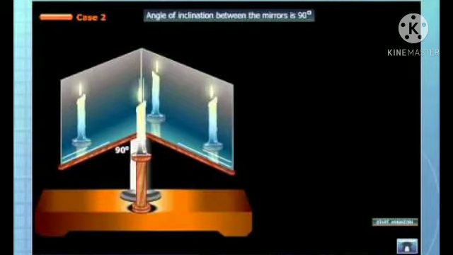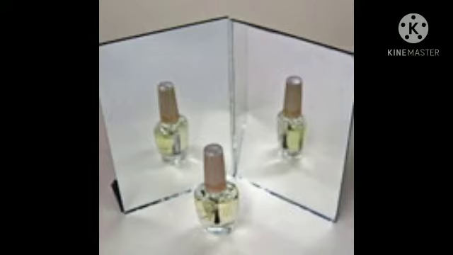For an object kept in between two inclined plane mirrors, we get many images of the object. This is because the light rays after reflection from one mirror fall on the other mirror. In other words, the image formed by one mirror acts as an object for the other mirror. This continues till no more reflection can occur on any mirror.